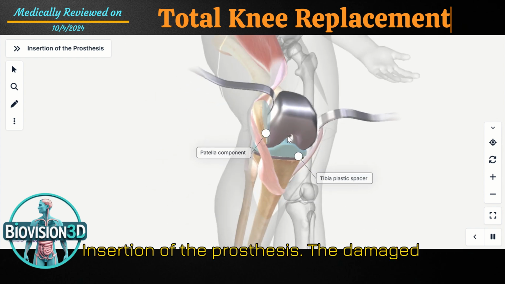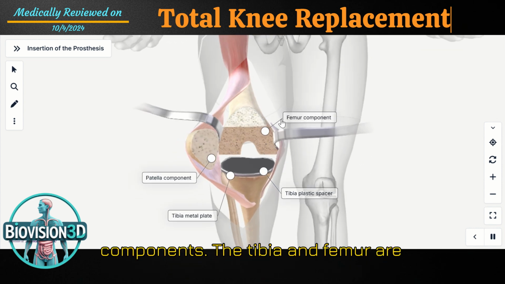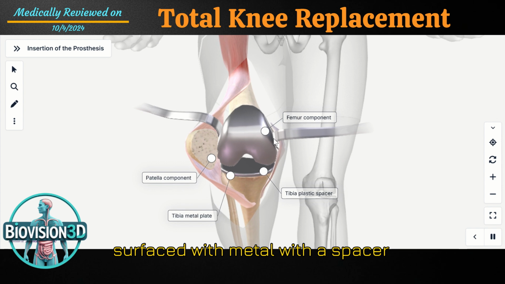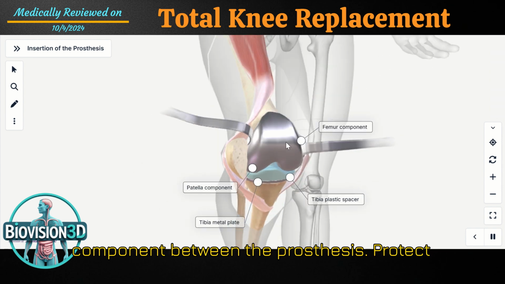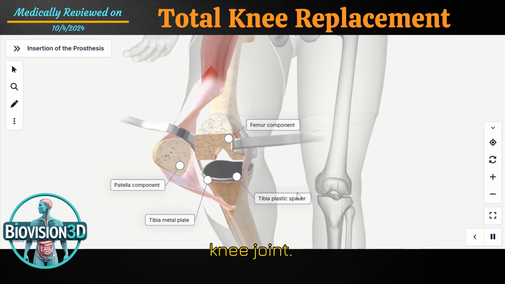Insertion of the prosthesis. The damaged bone is replaced by metal or plastic components. The tibia and femur are surfaced with metal, with a spacer component between. The prosthesis protects the bone, while increasing mobility of the knee joint.